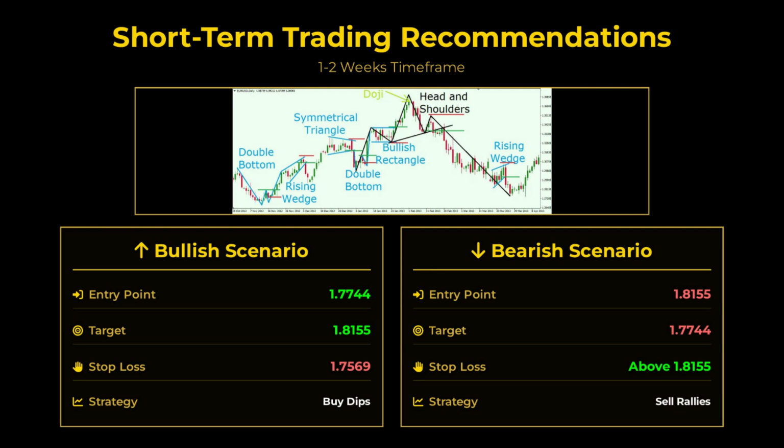Conversely, in the bearish scenario, traders would enter on a rejection from the 1.8155 resistance level, targeting a pullback to 1.7744, with stops placed above 1.8155. This approach is suitable for those anticipating short-term profit-taking or reversal patterns. The strategy for this scenario is to sell rallies and capitalize on corrective moves.